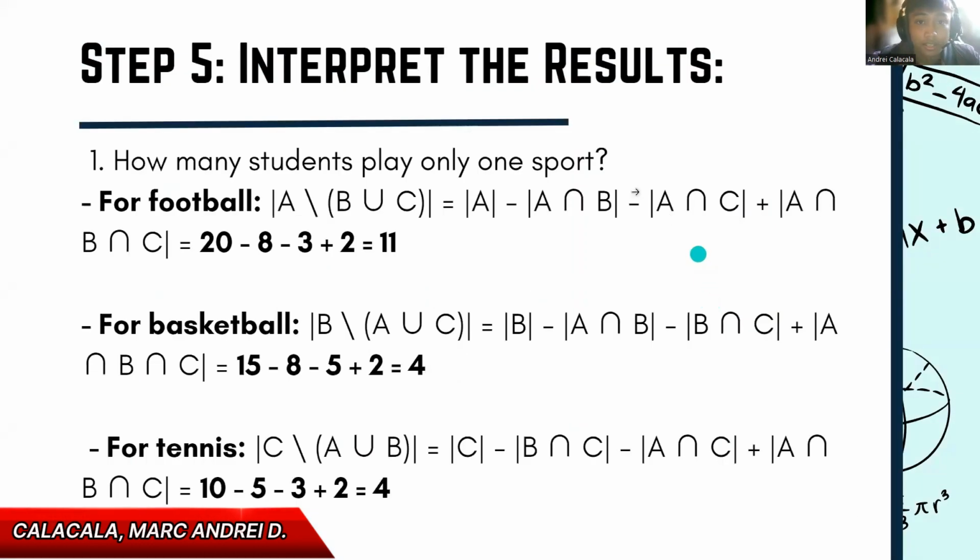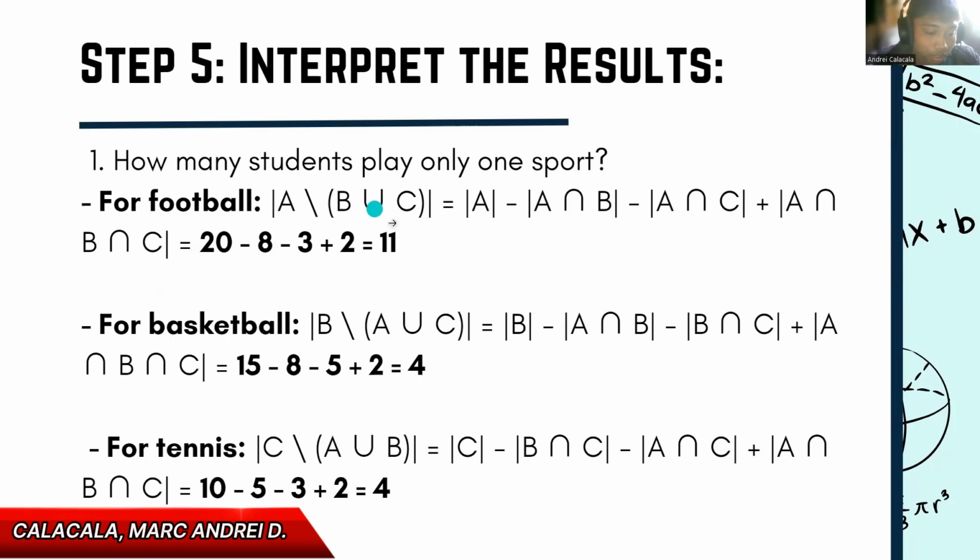So we're going to tackle the problem sets here. The first question was, how many students play only one sport? For football, the cardinality of the set obtained by excluding the elements in the union of sets B and C from set A is equal to the cardinality of A minus the cardinality of the intersection of A and B, minus the cardinality of the intersection of A and C, plus the cardinality of the intersection of A, B, and C. And this is the final answer.